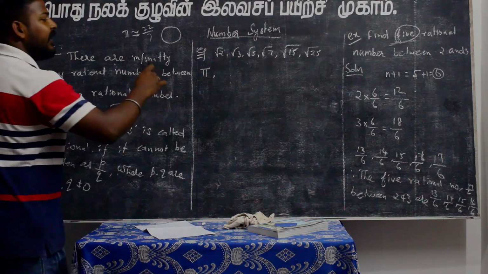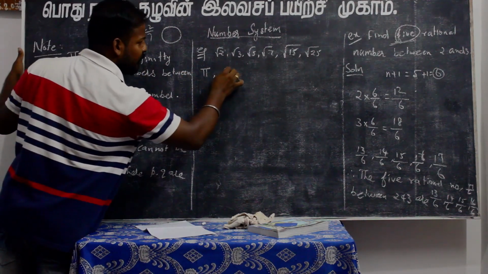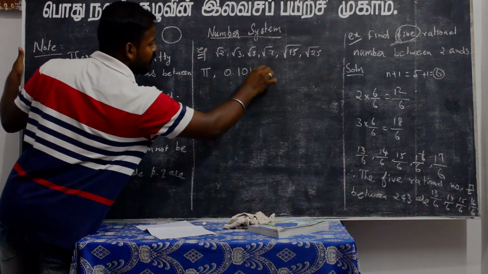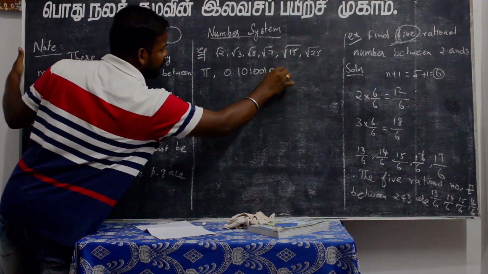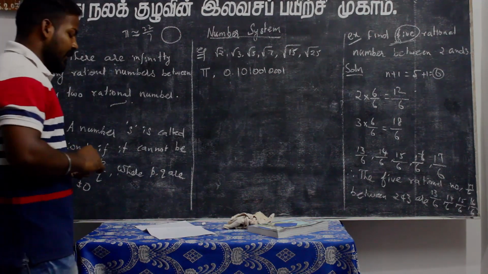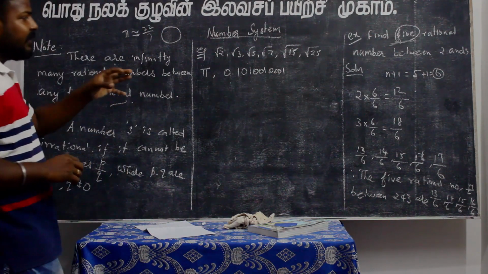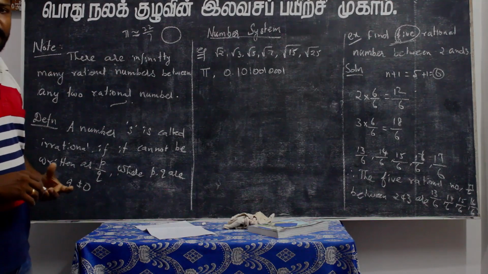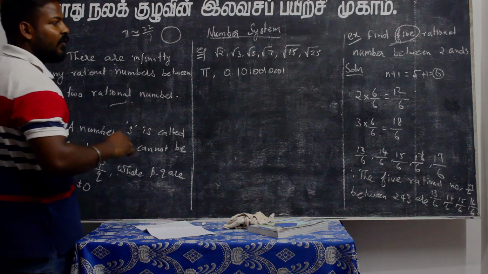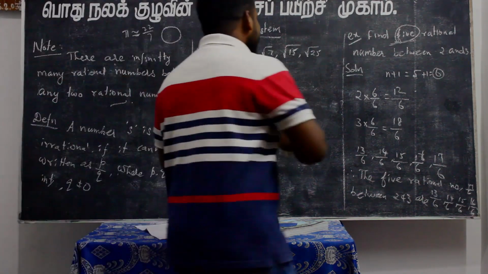Or any non-terminating, non-repeating value. A simple example: 0.1, 0, 1, 0, 0, 1, 0, 0, 0, 1. So this is called an irrational number. How we can represent these things on a number line is a very important one. So one example we can see, and you can easily understand.